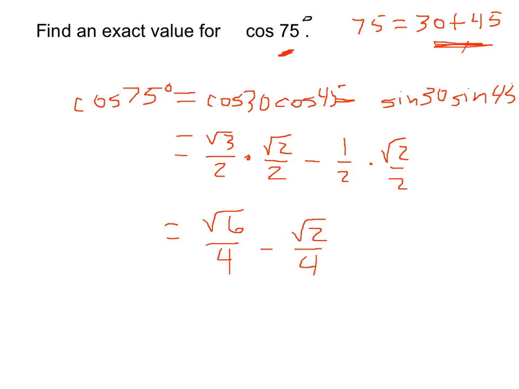And I guess you could leave your answer like that, but might as well combine it into a single fraction since we already have a common denominator of 4. My numerator is just going to be square root of 6 minus square root of 2. That is not simplifiable into the square root of 4. That's as far as I can go right there. And so there's the exact value for the cosine of 75 degrees.